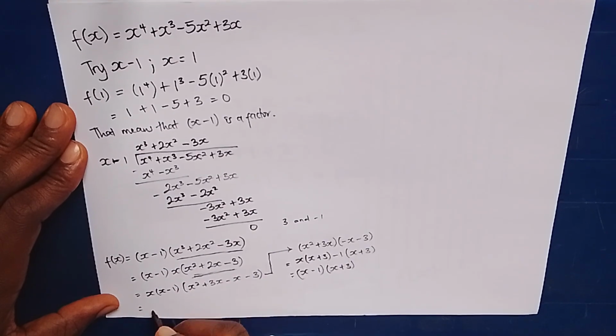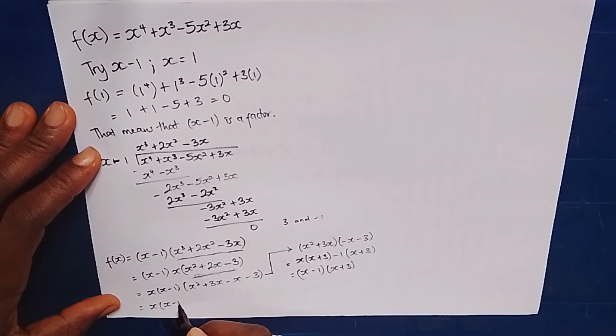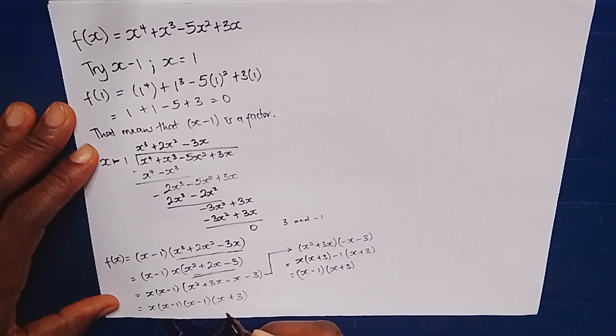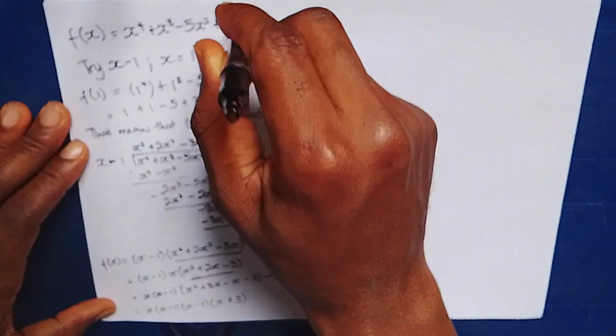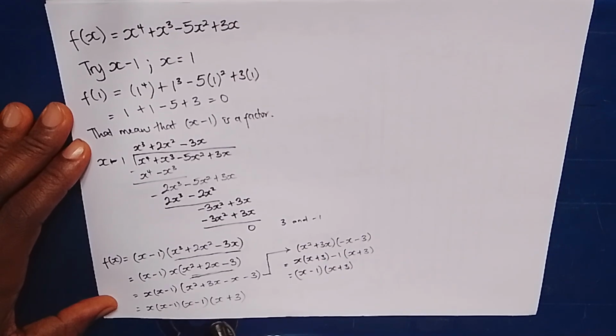So the final answer is x minus 1, x minus 1, x plus 3. So you see that this polynomial here has been reduced into 4 smaller chunks.